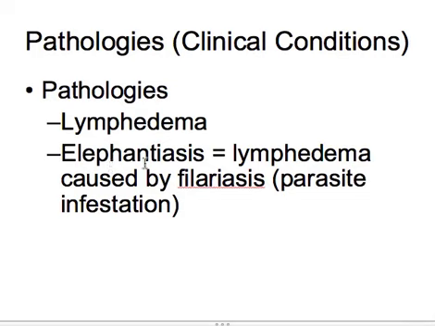A condition called elephantiasis is lymphedema caused by a parasite, a condition called filariasis. Filaria means worms actually invade the lymphatic system and will cause blockage.